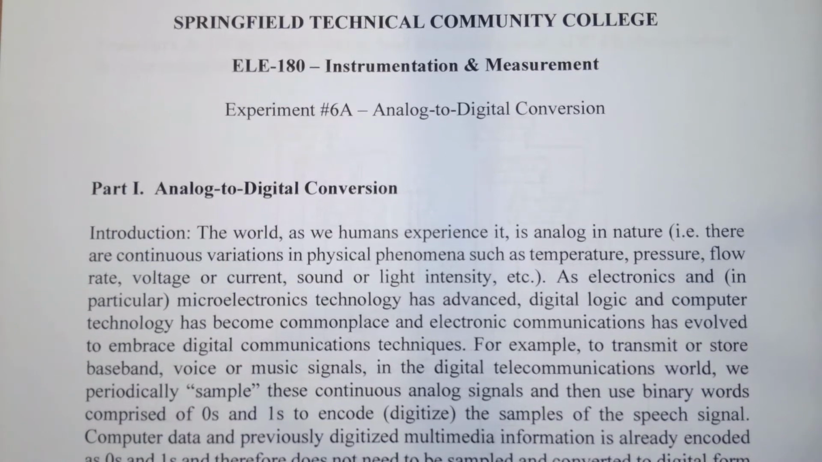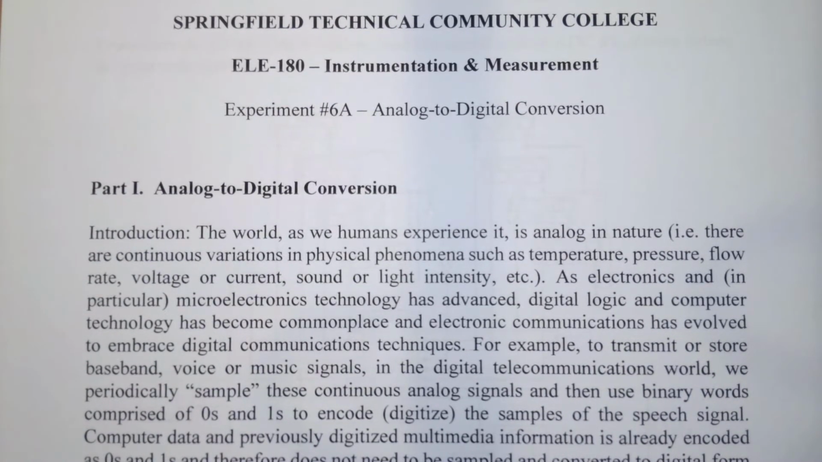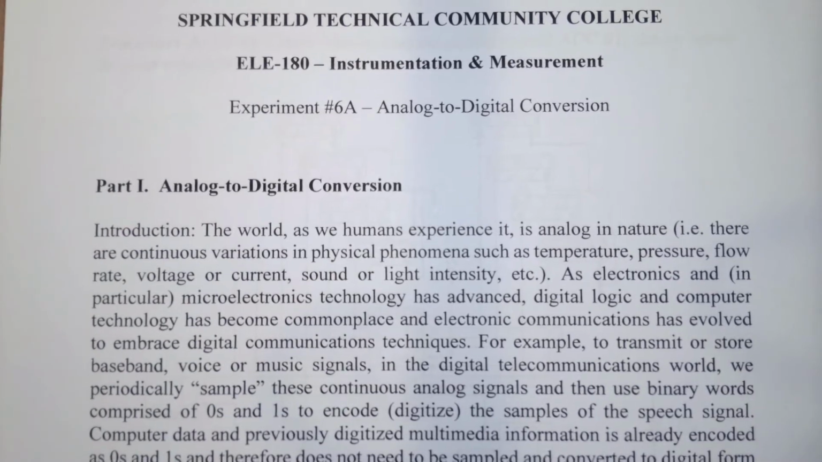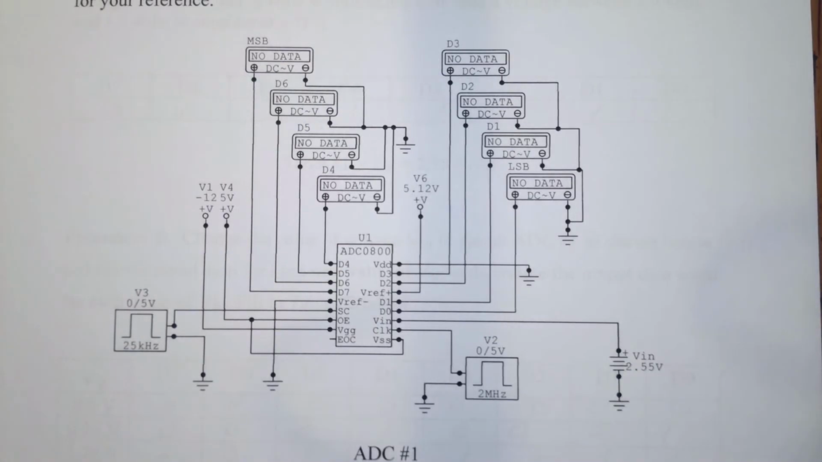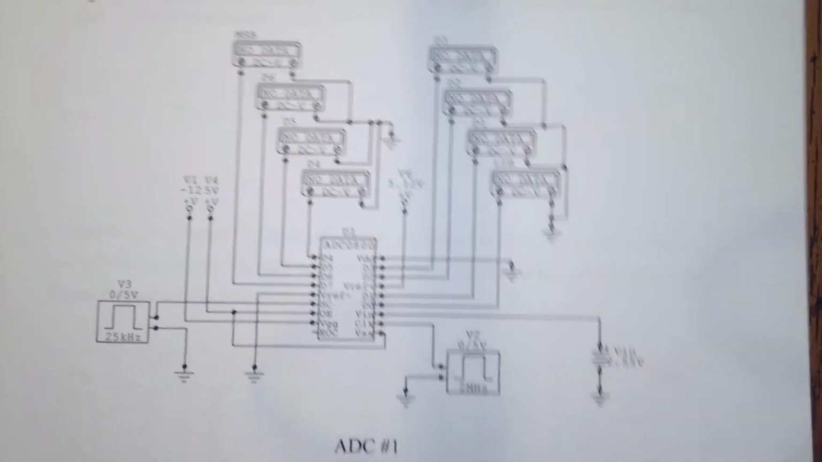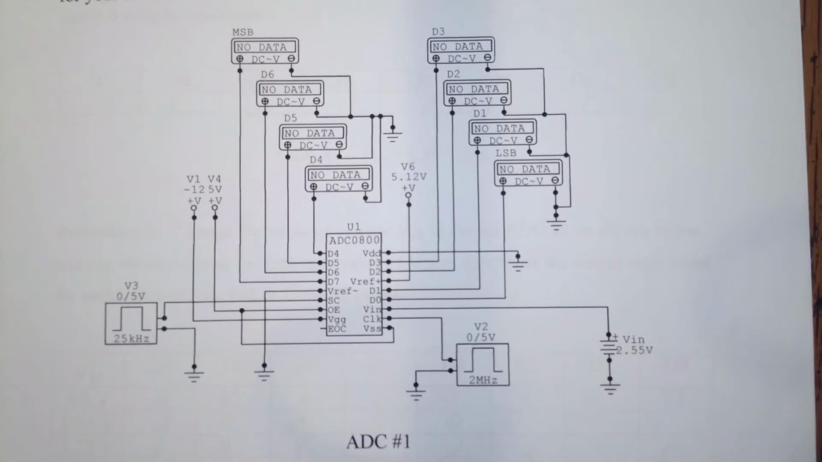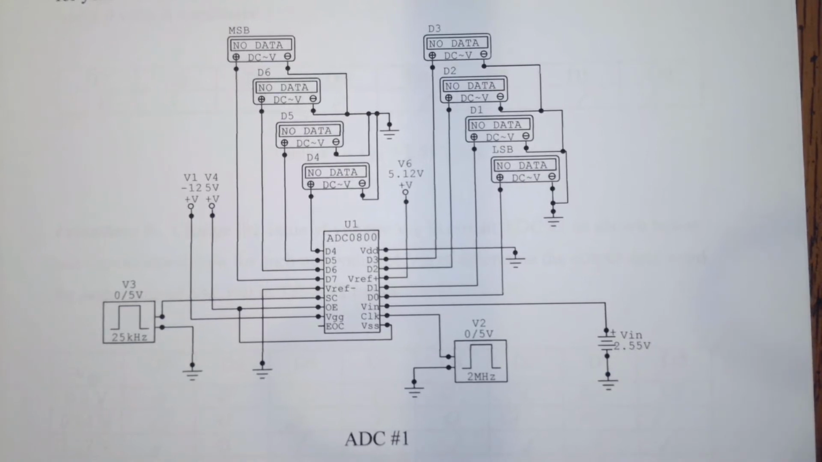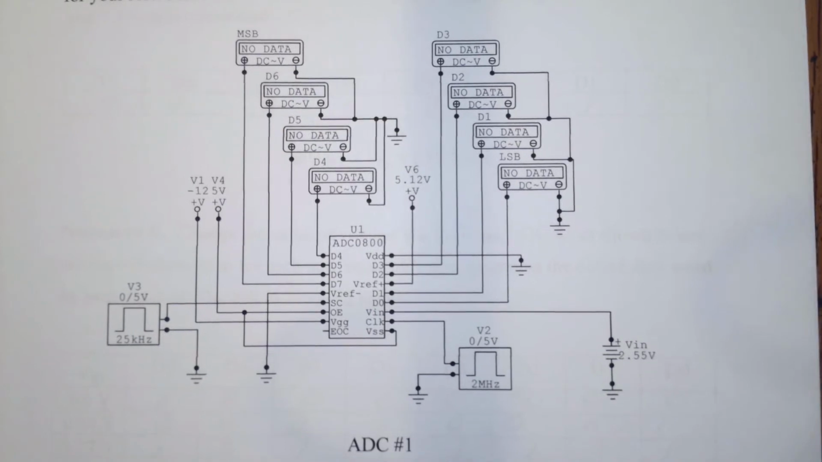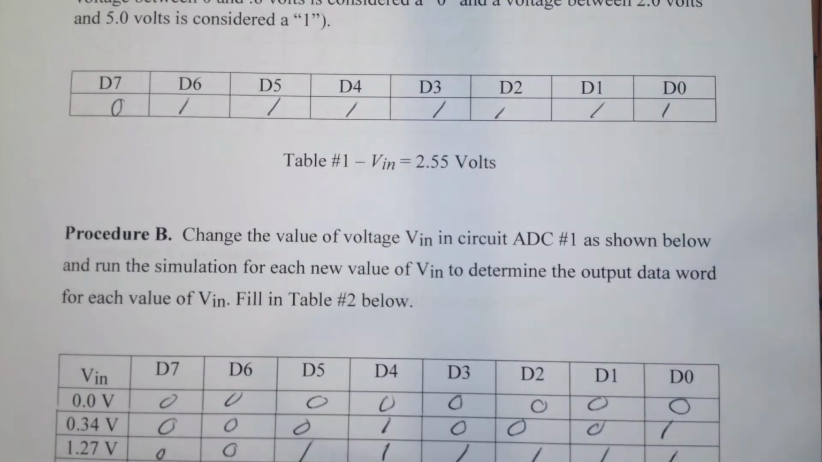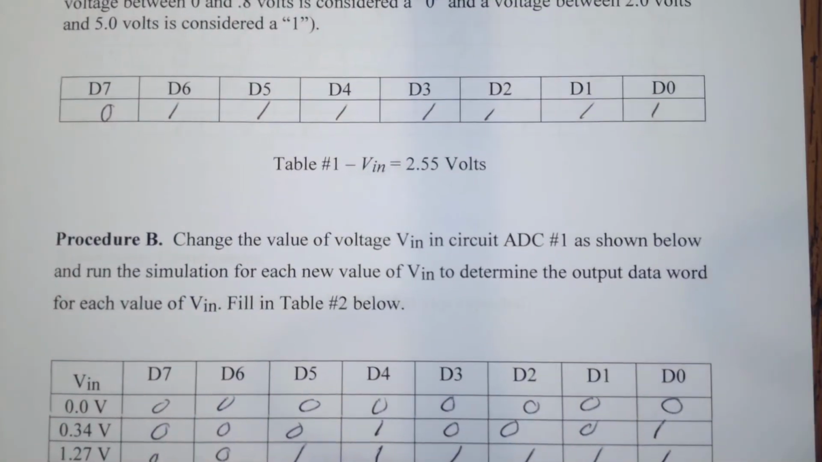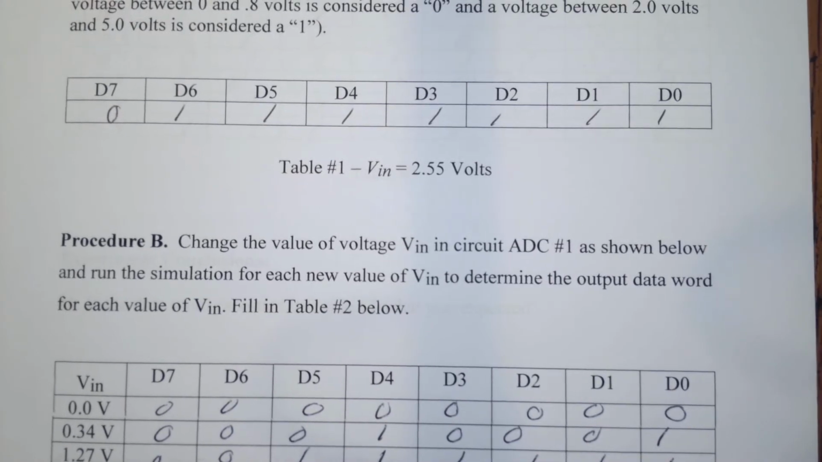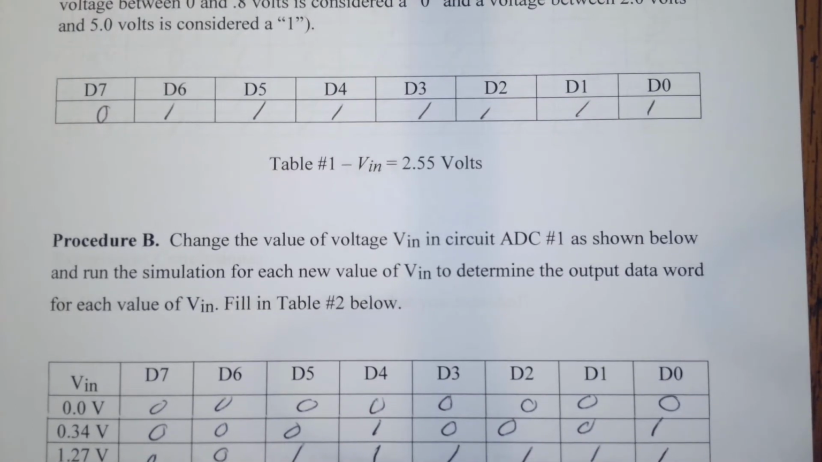Okay, this video is about experiment 6A, analog to digital conversion. We've made the measurements already, and this was the circuit that we used with voltmeters to show us the outputs of the digital lines, D7 through D0. The first thing we did was put an input of 2.55 volts in. This is what we got for an output.